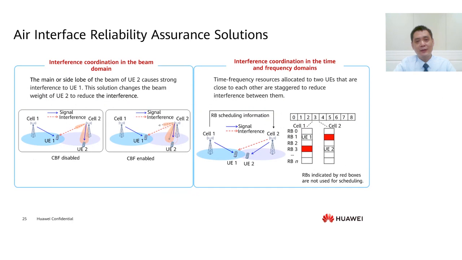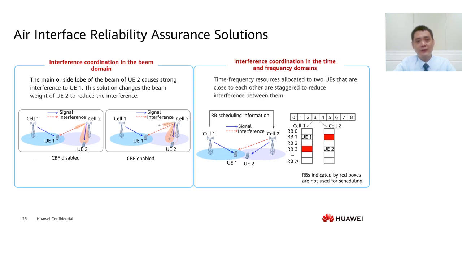Here, I'd like to talk about 2 solutions used to guarantee air interface reliability: interference coordination in the beam domain and interference coordination in the time and frequency domains. First, let's see how interference coordination in the beam domain works. Assume UE1 is located at the cell edge. It will suffer interference from the beam of UE2. In this case, CBF can be enabled to reduce interference.